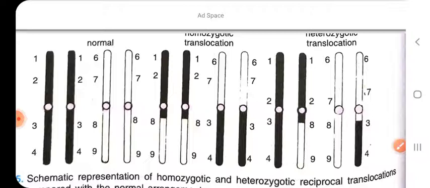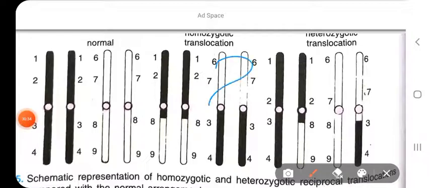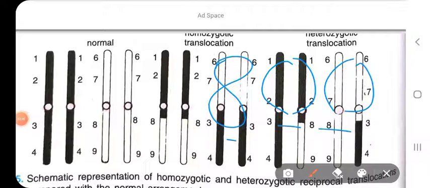A twisted ring looks just like a number 8, you will observe them just like a number 8, or a ring shape configuration can be observed when the two normal and two interchanged chromosomes pair together. Let us see what happens when this type of configuration is observed.